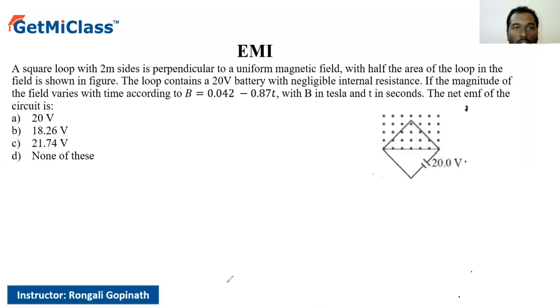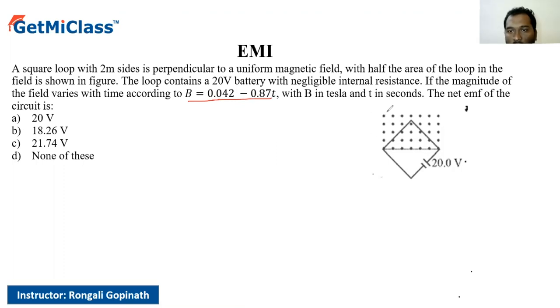A square loop with 2-meter sides is perpendicular to a uniform magnetic field, with half the area of the loop in the field as shown in the figure. The loop contains a 20-volt battery with negligible internal resistance. If the magnitude of the field varies with time according to B equals 0.042 minus 0.87 t, with B in Tesla and t in seconds, the net EMF of the circuit is.